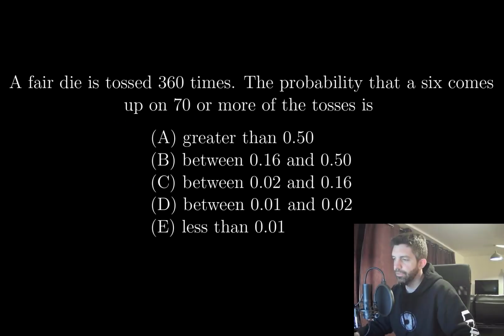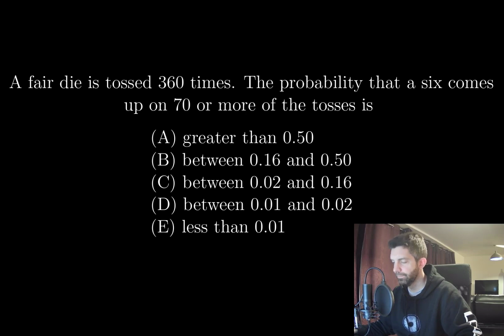A fair die is tossed 360 times. The probability that a 6 comes up on 70 or more of the tosses is greater than 0.5, between 0.16 and 0.5, between, and so on. Okay.